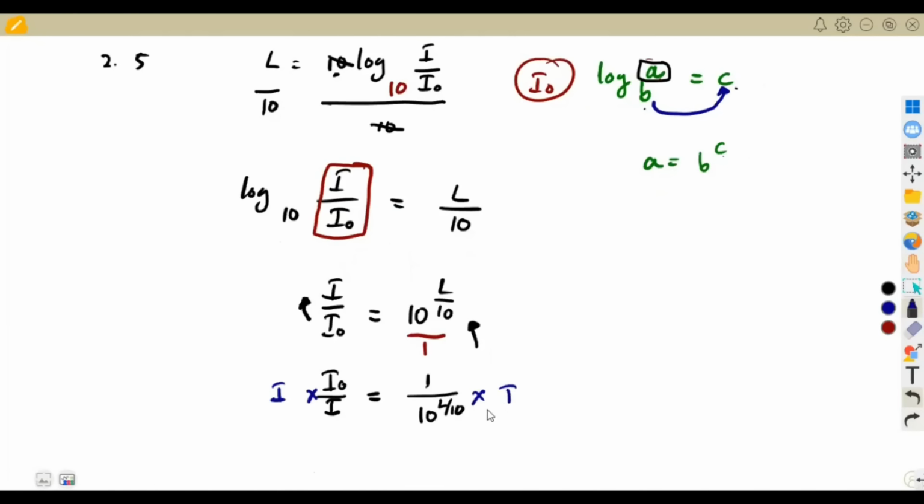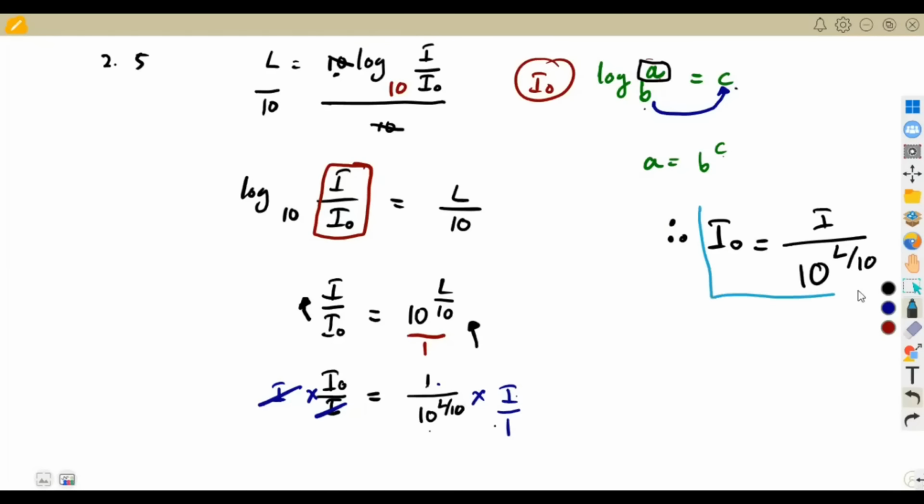We multiply by I both sides. So this will cancel. We remain with I naught in this case, all right? So therefore, we can conclude that I naught is equal to, if we multiply by I here, this is the same as I over 1. So that means it's I times 1, numerator times numerator, which is going to give us I over 1 times 10 to the exponent of L over 10 is going to just remain as 10 to the exponent of L over 10. All right, so that's it.